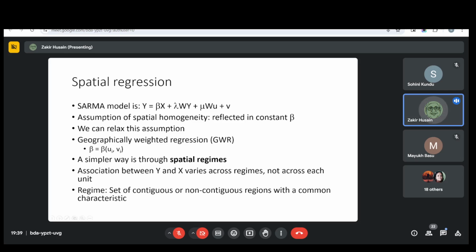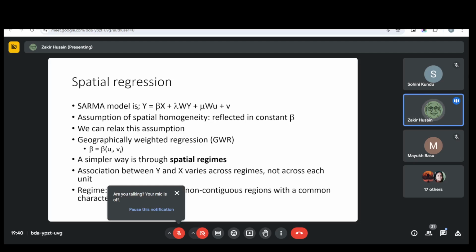The SARMA model takes this form: y is equal to beta x plus lambda Wy, this is the autoregressive term, and mu Wu, this is the moving average error term, the spatial error term. As I told you in the class on Monday, this type of SARMA model assumes spatial homogeneity. And this assumption of spatial homogeneity is reflected in a constant value of the coefficient vector.